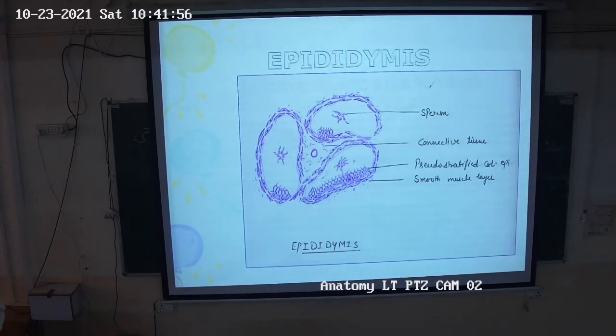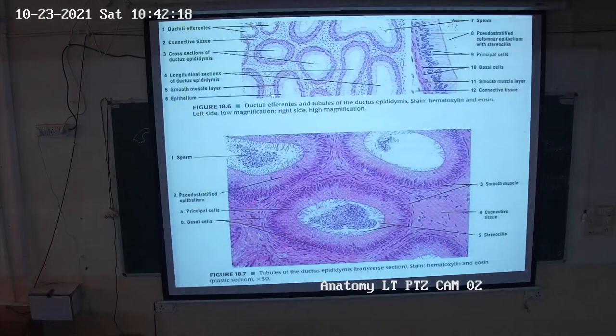Okay, so it is surrounded. There will be rounded tubules appearing in the cross section having pseudostratified columnar epithelium with stereocilia. Then the concentration of sperms is present in the center of each tubule, and these are surrounded by connective tissue having arteries, veins and lymphatics, and also by the smooth muscle layer. So this is how it will appear in higher magnification of the epididymis. Is it clear for everyone?